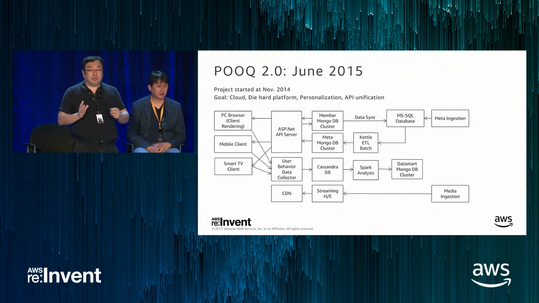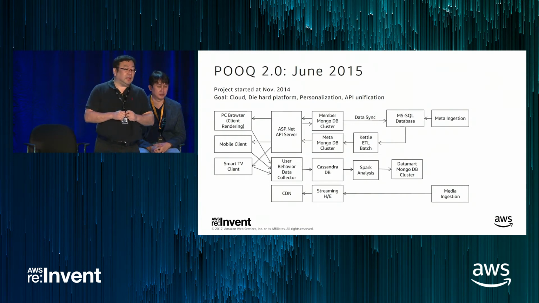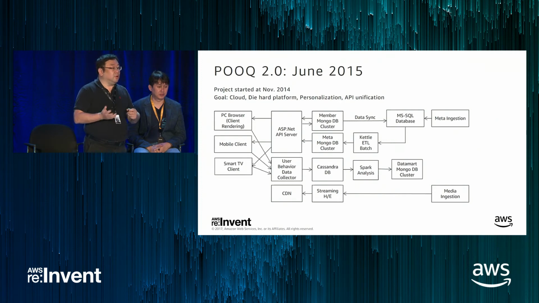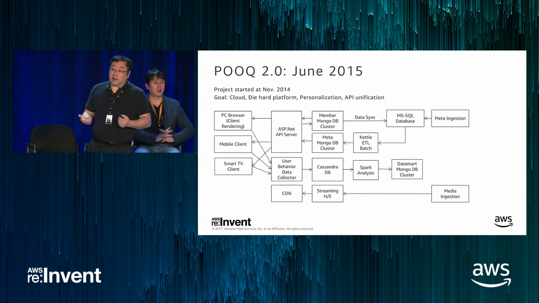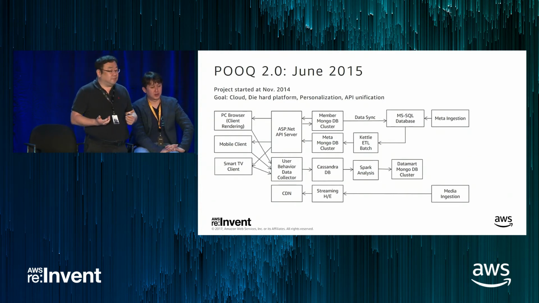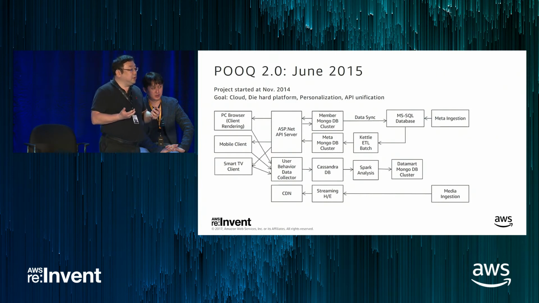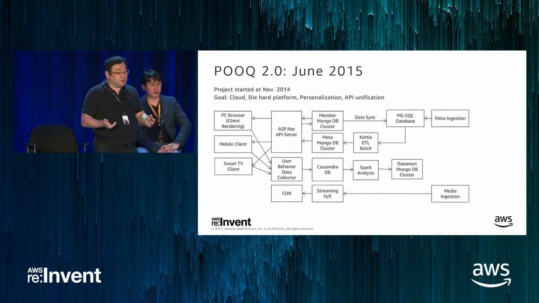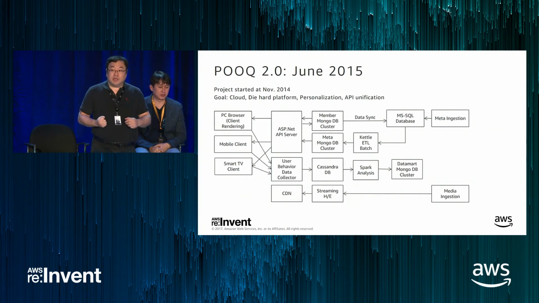This project was started in November 2014, so not that much time has gone into preparing this platform. But anyway, the goal was, A, it should be cloud, and it should be a die-hard platform, which means we had suffered too many system breakdowns, so dying hard was the primary goal. And we badly wanted to have personalization and API unification.